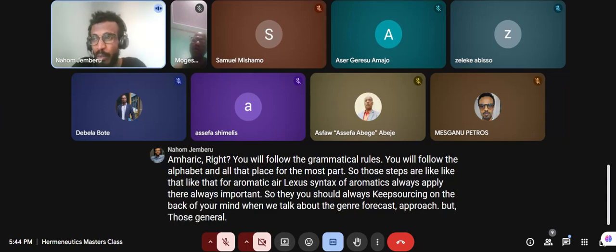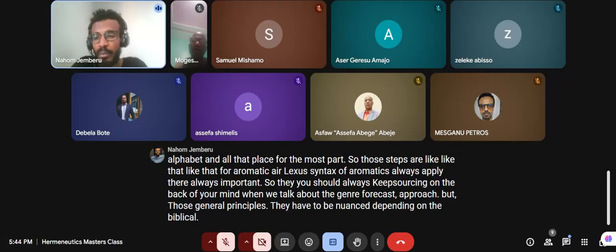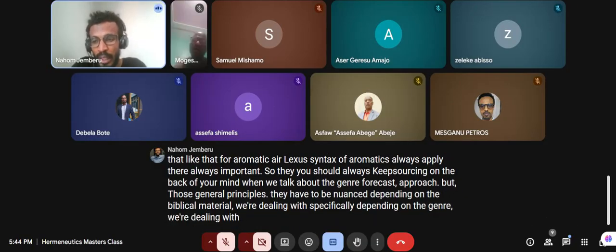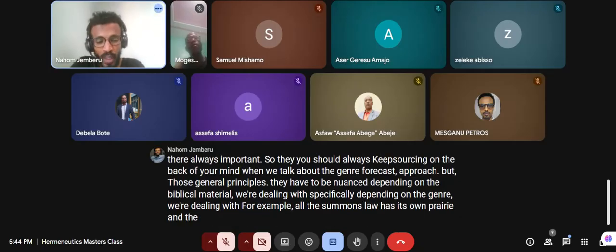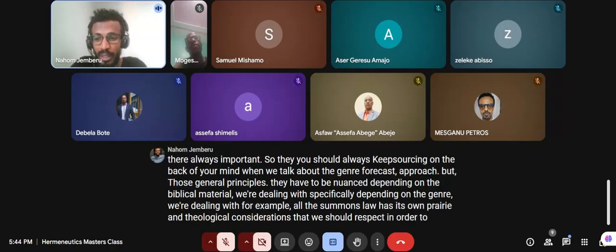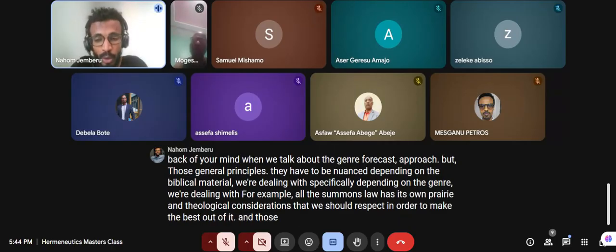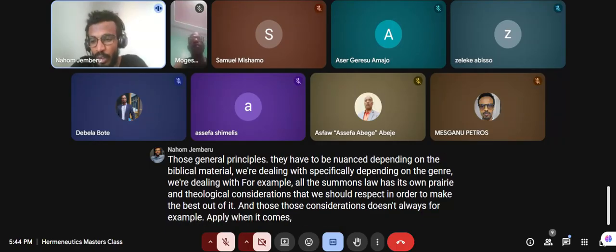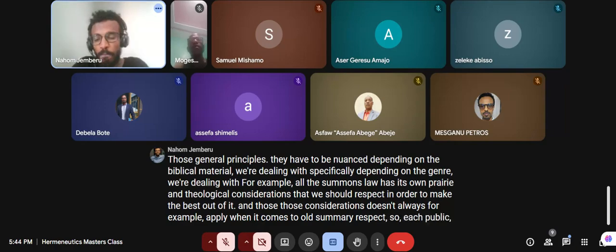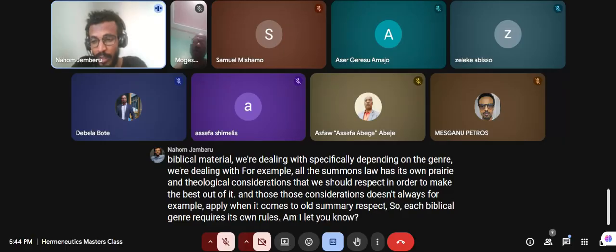But those general principles have to be nuanced depending on the biblical material we're dealing with, specifically depending on the genre we're dealing with. For example, Old Testament law has its own literary and theological considerations that we should respect in order to make the best out of it. And those considerations don't always apply when it comes to Old Testament narrative. So each biblical genre requires its own rules.